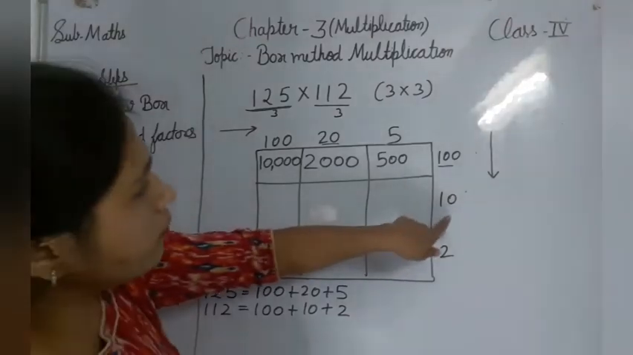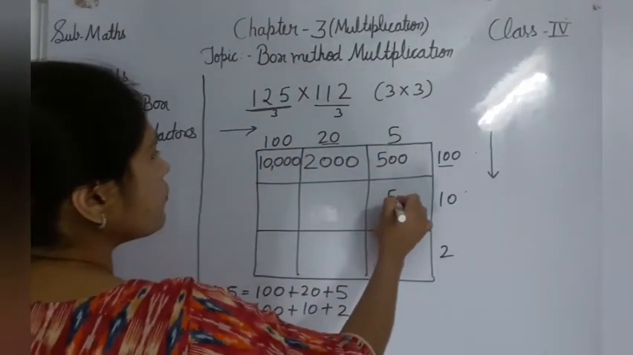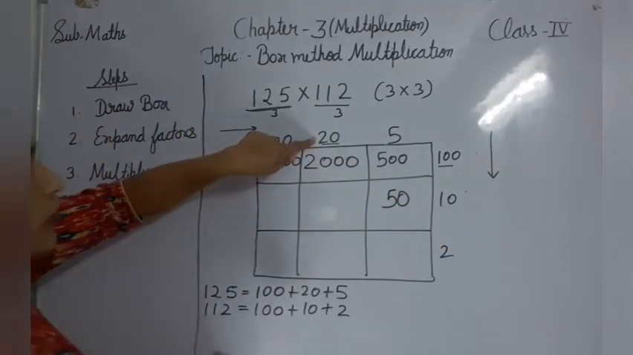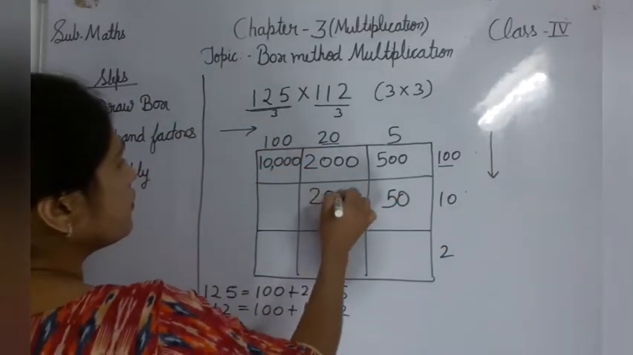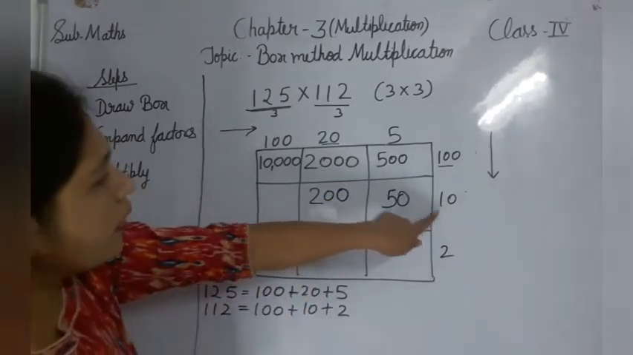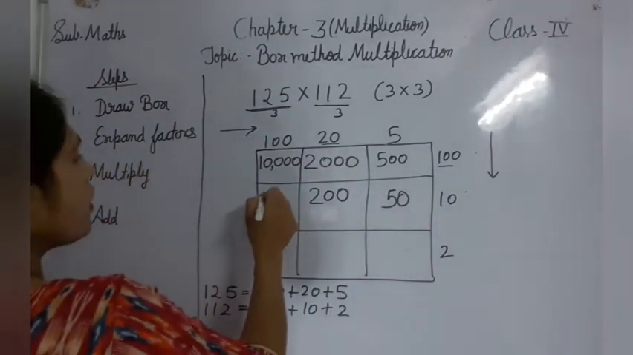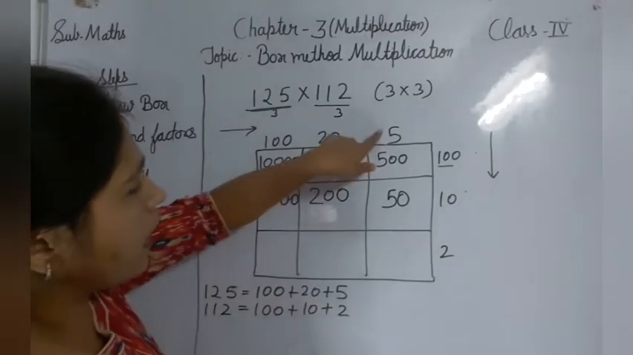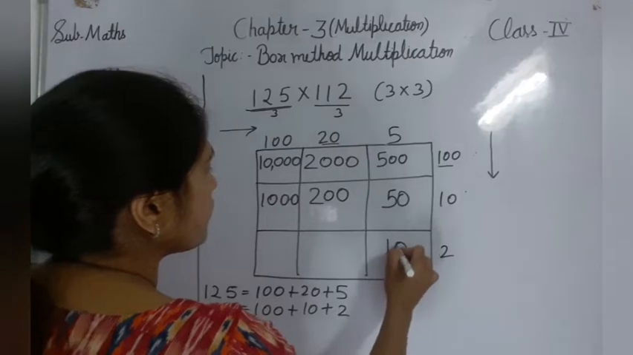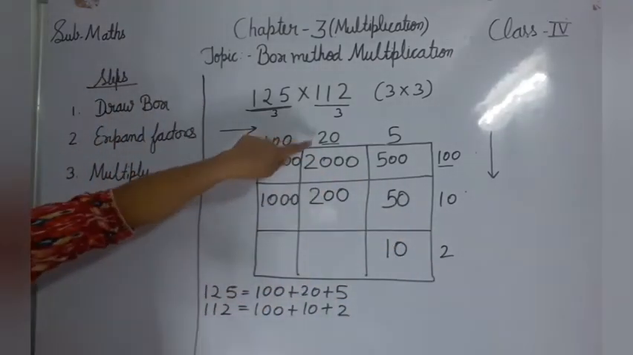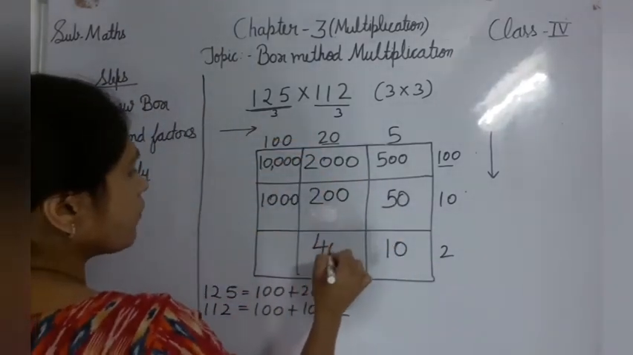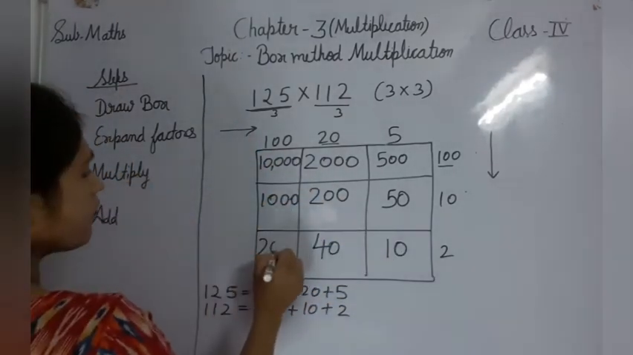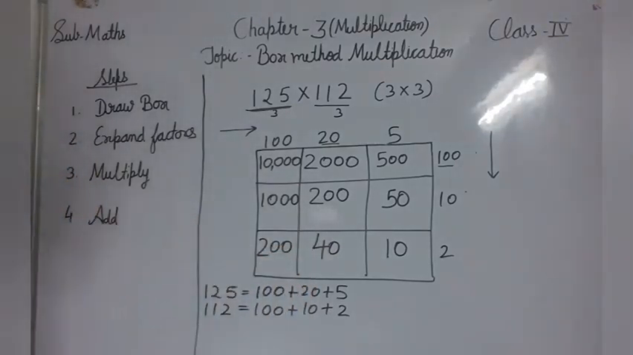Okay. Now 10 multiplied by 5. You will get 50. 10 multiplied by 20. So you will get 200. 10 multiplied by 100. You will get 1000. Now 2 multiplied by 5. You will get 10. 2 multiplied by 20. You will get 40. 2 multiplied by 100. You will get 200. Clear? Till here it is clear.